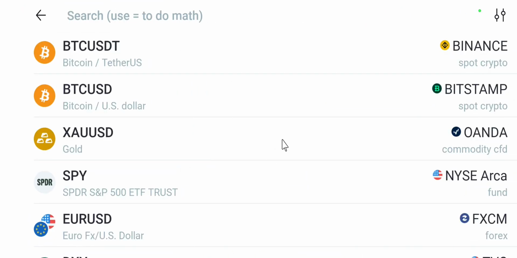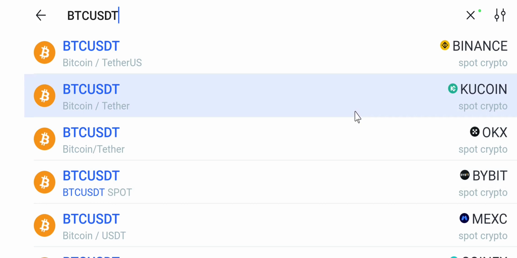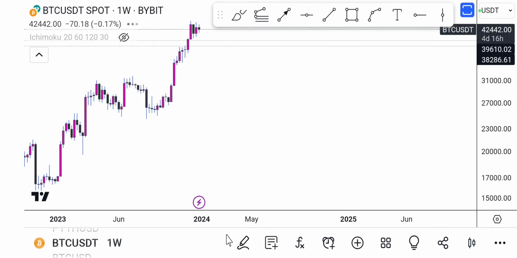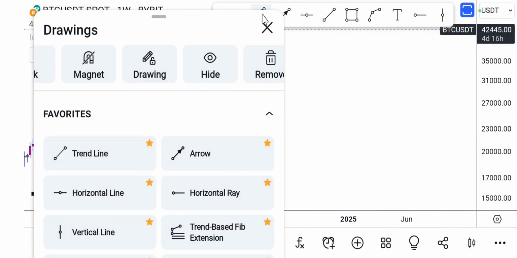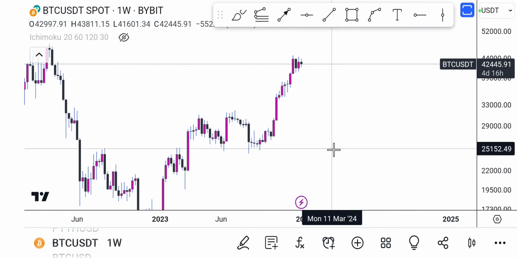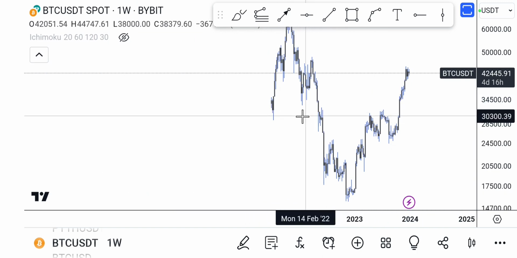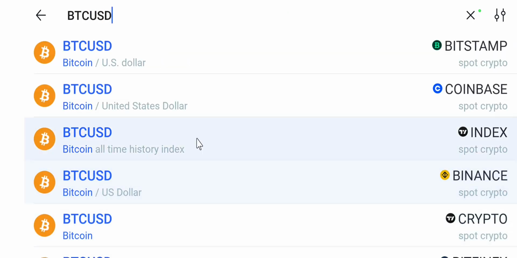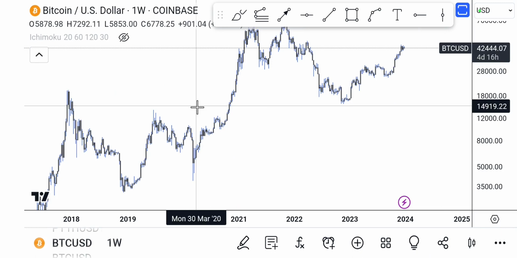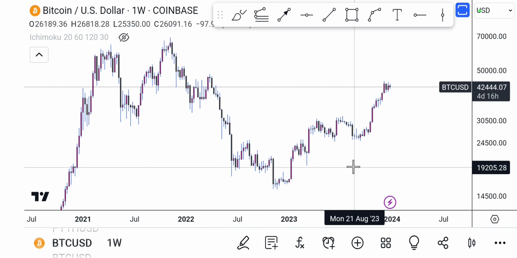Let me use another chart. Let me see BTCUSDT. Let me use Bybit. Let me clear this, let me remove all the drawings. Okay, so let's take a look at this. First thing first, no chart at the back, so let's use BTCUSD. Let's use Coinbase. Let me see if Coinbase has it. Okay, good. First thing first, this is a weekly time frame.